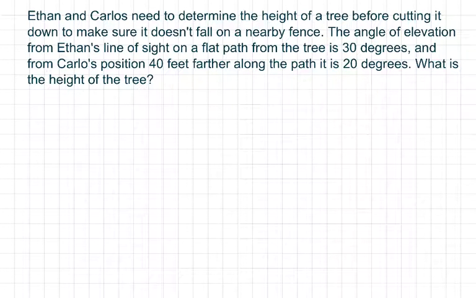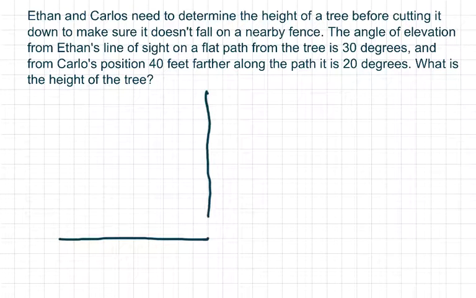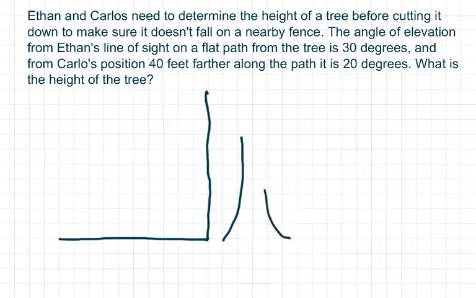Everyone, this is a SOHCAHTOA problem where we're going to use tangent, and we have two different angles of elevation. Basically, we have a tree that needs to be cut down, and it's so high, but we don't know the height. So basically, here's your tree.